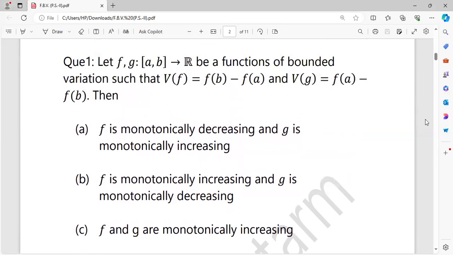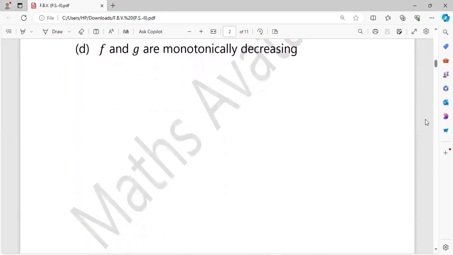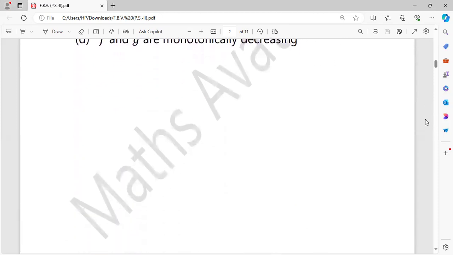Okay, so let's see it. We know that if a function of bounded variation is monotonically increasing, then its variation is f(b) minus f(a). And if it is monotonically decreasing, the variation is nothing but f(a) minus f(b). So we can guess that f should be monotonically increasing and g should be monotonically decreasing. Option B should be correct, but it requires proof. Okay, so let's do it.